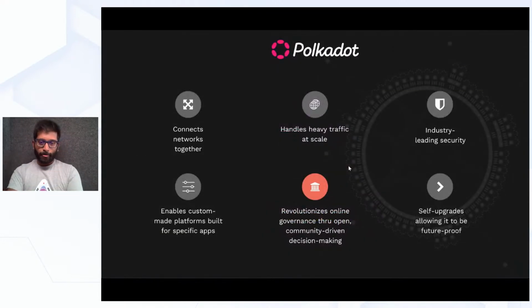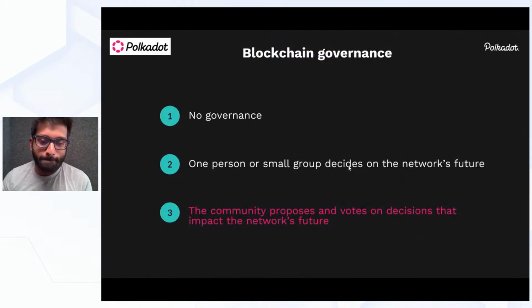Okay, so earlier I mentioned that Polkadot has a sophisticated governance model, which is kind of unique in the whole blockchain ecosystem. So let's take a sneak peek into a few of its features. Some of the blockchains out there may not have any governance. It's basically pseudo power for the developers. They decide the fate of that particular blockchain.